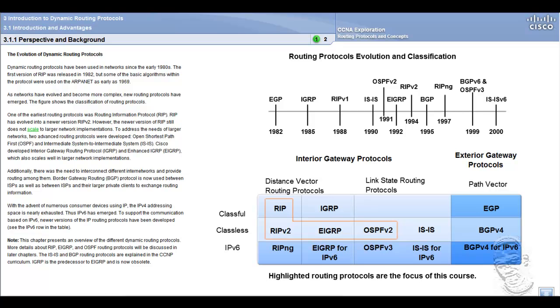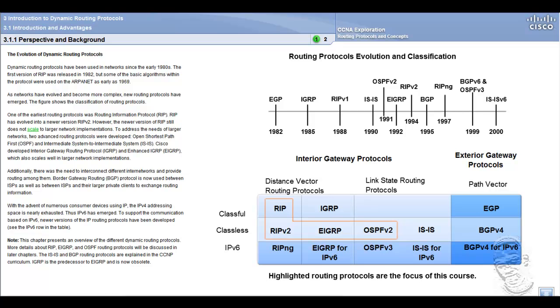Additionally, there was the need to interconnect different internetworks and provide routing among them. Border Gateway Protocol, BGP, is now used between ISPs as well as between ISPs and their larger private clients to exchange routing information. With the advent of numerous consumer devices using IP, the IPv4 addressing space is nearly exhausted. Thus IPv6 has emerged. To support the communication based on IPv6, newer versions of the IP routing protocols have been developed. See the IPv6 row in the table.